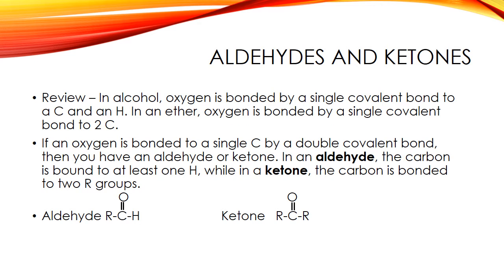Now, aldehydes and ketones are another special group. Remember, an alcohol is an oxygen bonded by a single covalent bond. So you have a single covalent carbon oxygen. But if you have a double covalent bond, then it becomes either an aldehyde or a ketone. Okay? And that is a C double bonded O. At the end, it's an aldehyde. In the middle, it's a ketone.